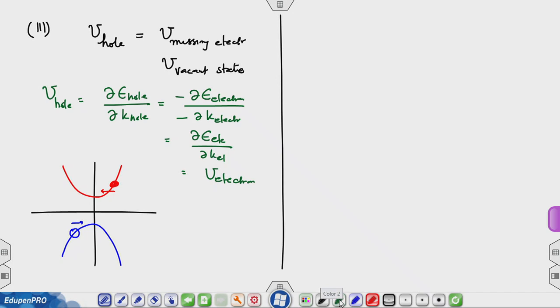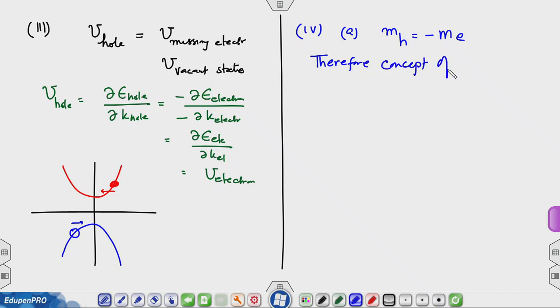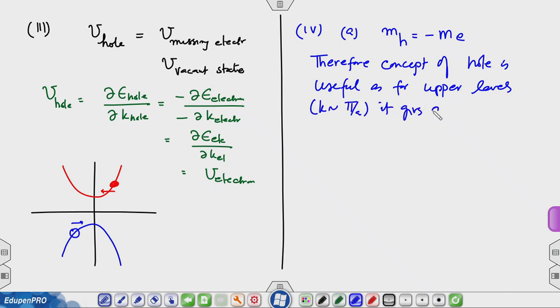Now, point number 4, and that is very important. A, the mass of the hole is equal to minus the mass of the missing electron, and therefore the concept of hole is useful for upper levels, k near pi by a, it gives a particle with positive mass. So, instead of dealing with a negative mass, let us talk about positive mass.